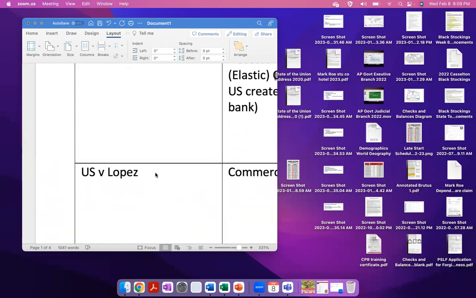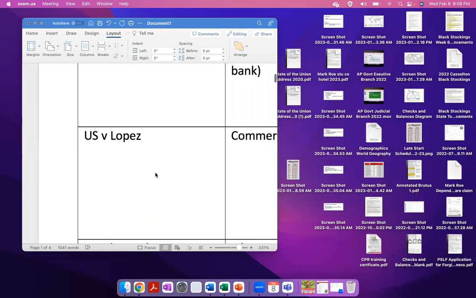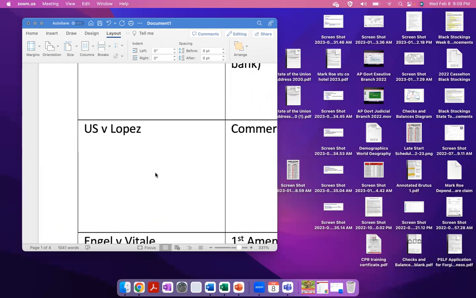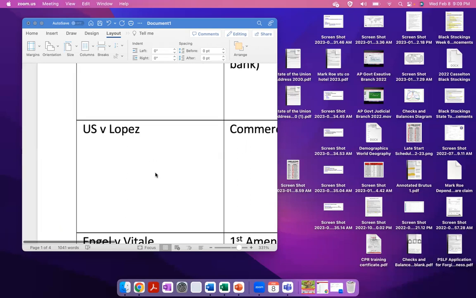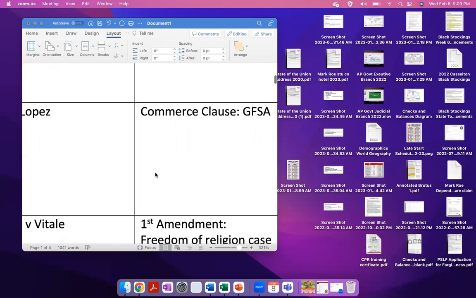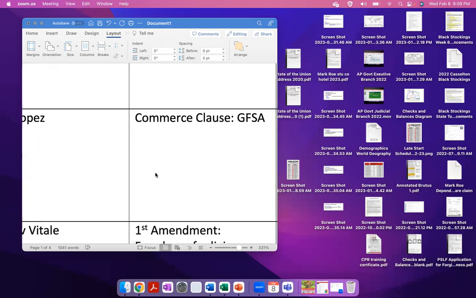Next one, another federalism case. This is U.S. v. Lopez. So the fact pattern with this: a young man brings a gun to school. Again, the College Board wants you to say Second Amendment, but this is not a Second Amendment case. This is one looking at the Commerce Clause, right? Congress had passed a national law, the Gun-Free School Zone Act of America, abbreviated as the GFSA.